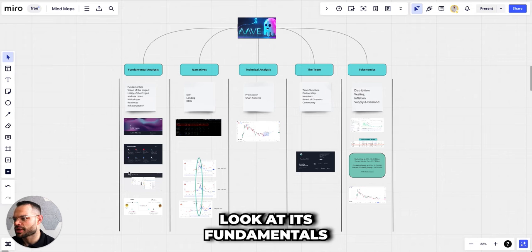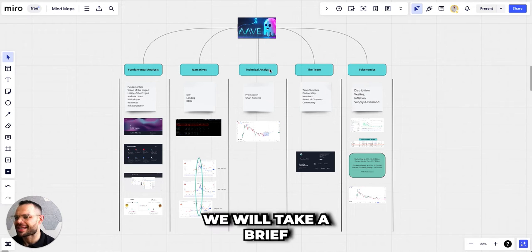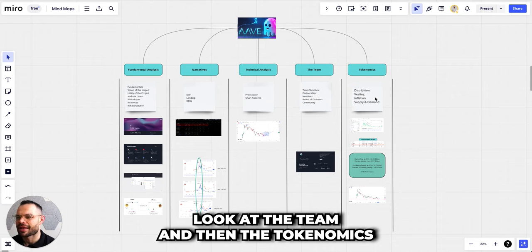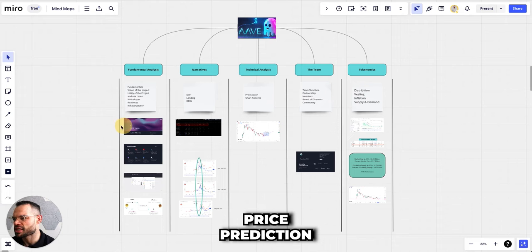So we're going to first look at its fundamentals. We're then going to talk about some of the narratives surrounding Aave. We will take a brief look at some of the technical analysis, a brief look at the team, and then the tokenomics before making our price prediction.